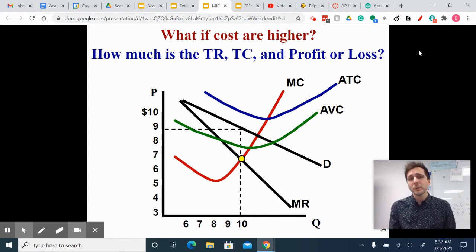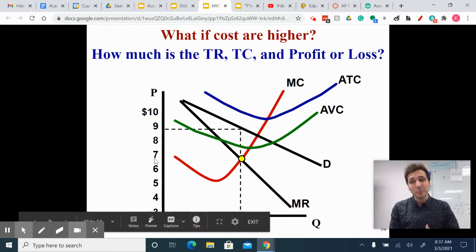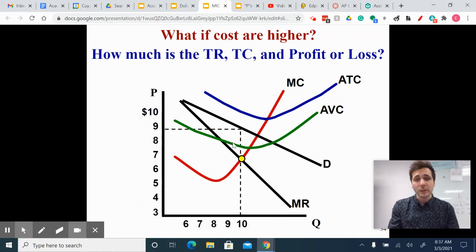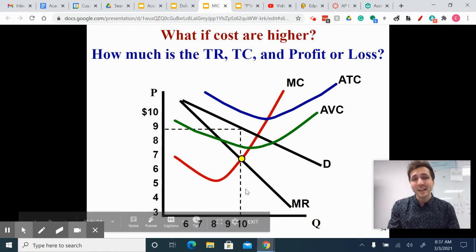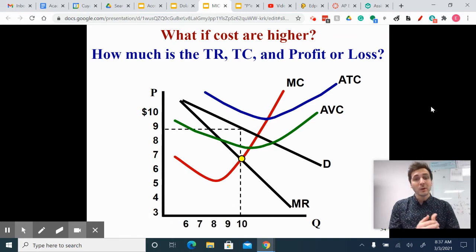So what if the costs are really, really high? What are you going to do? Can you determine those same things? Okay, so MR equals MC at what point? Quantity of 10. I'm not going to charge this low price of 7 because people are willing to pay higher. The demand curve tells me that people are willing to pay all the way up here at $9. So my total revenue is going to be 9 times 10, or 90.